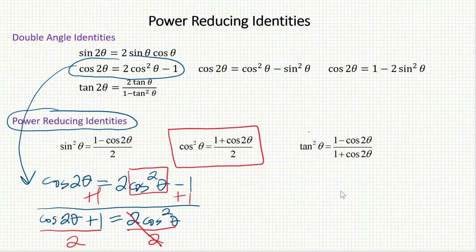What are the power reducing identities used for? Well, the name kind of gives it away. The left side of each of these identities has an exponent. But if you notice, the right sides do not have exponents, and that's the point. In calculus, there are times where you want to get rid of an exponent on a trig function, and these three identities allow you to do that.